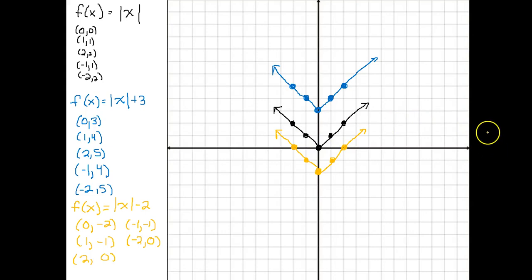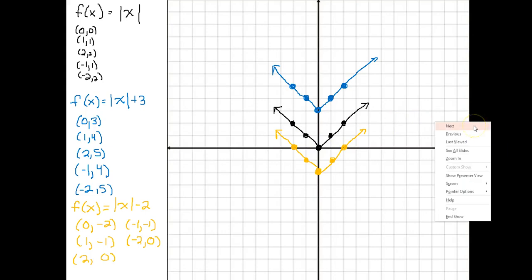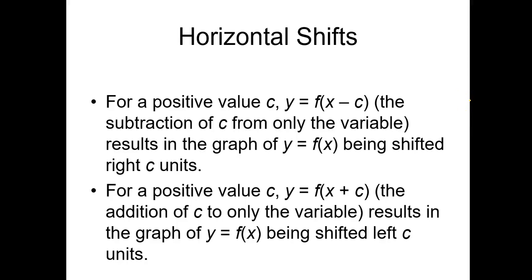Okay, next shift. Horizontal. What if you want to shift left or right? For a positive value c, y equals f of x minus c, subtracting the c from the variable directly, results in the graph of y equals f of x being shifted right c units. For a positive value c, y equals f of x plus c, the addition of c to the only variable results in the graph of y equals f of x being shifted left c units. Okay, so adding or subtracting directly to the variable will shift it left or right.